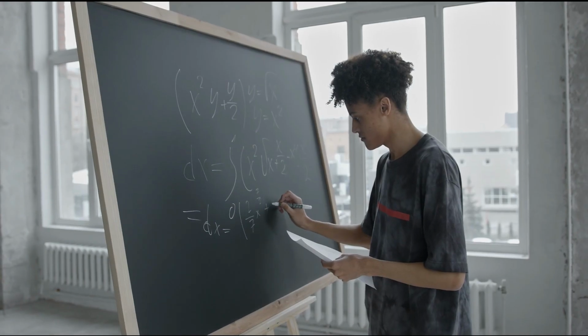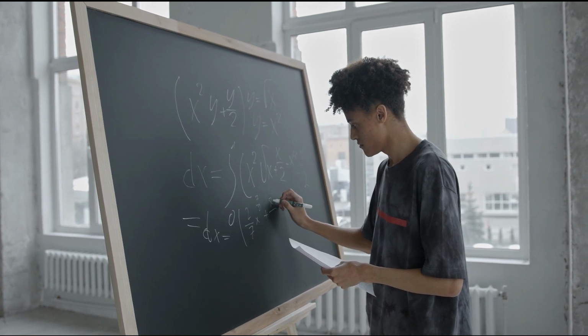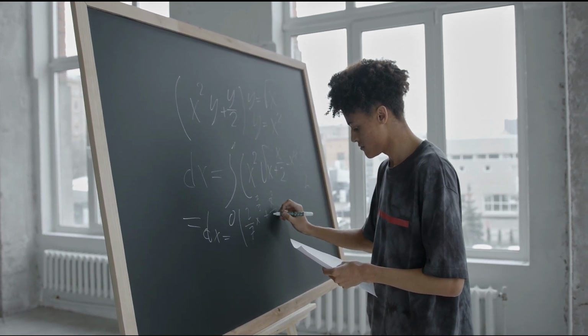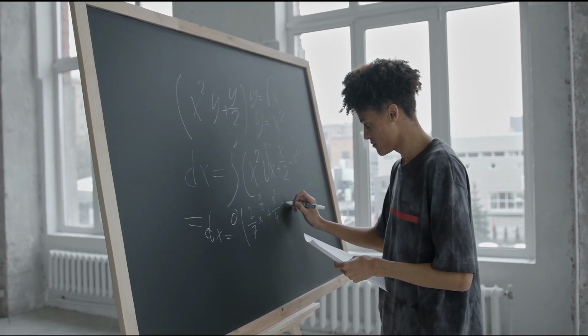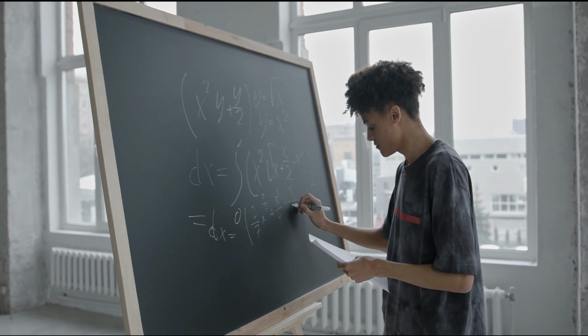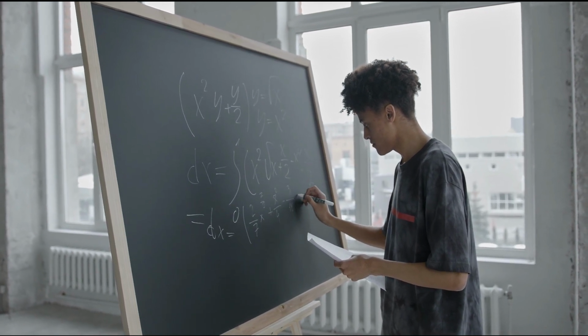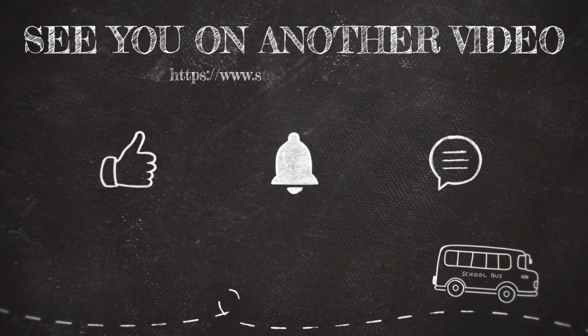And that's it. By following the BODMAS rules, we can solve complex mathematical expressions and equations with confidence. Remember, always start with brackets, then move on to orders, followed by division and multiplication, and finally, finish with addition and subtraction. I hope this video has helped you understand the BODMAS theory better.